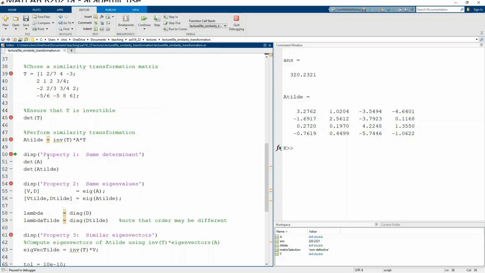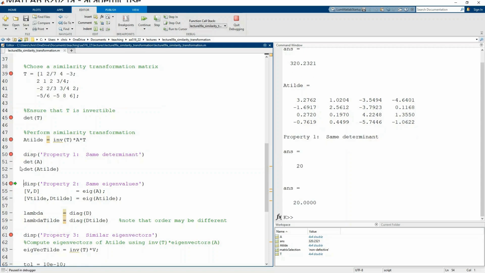So in fact, let's just go ahead and take a look at this. So property 1, the determinant, right? Both determinant of A and A tilde, those should be the same. So let me just execute that, and we see, yes, the determinant for both matrices is 20 in this case.